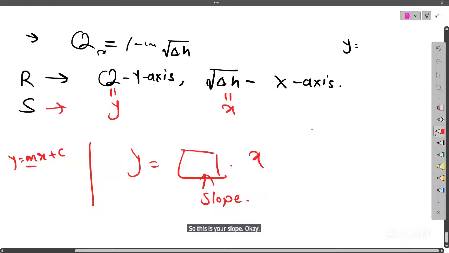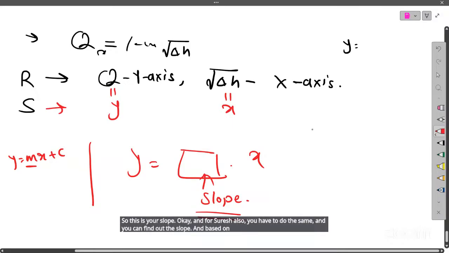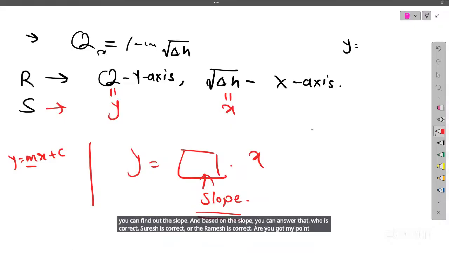Okay, and for Suresh also you have to do the same and you can find out the slope. And based on the slope, you can answer who is correct, Suresh or Ramesh. Did you get my point, Nishant? What I want to say?